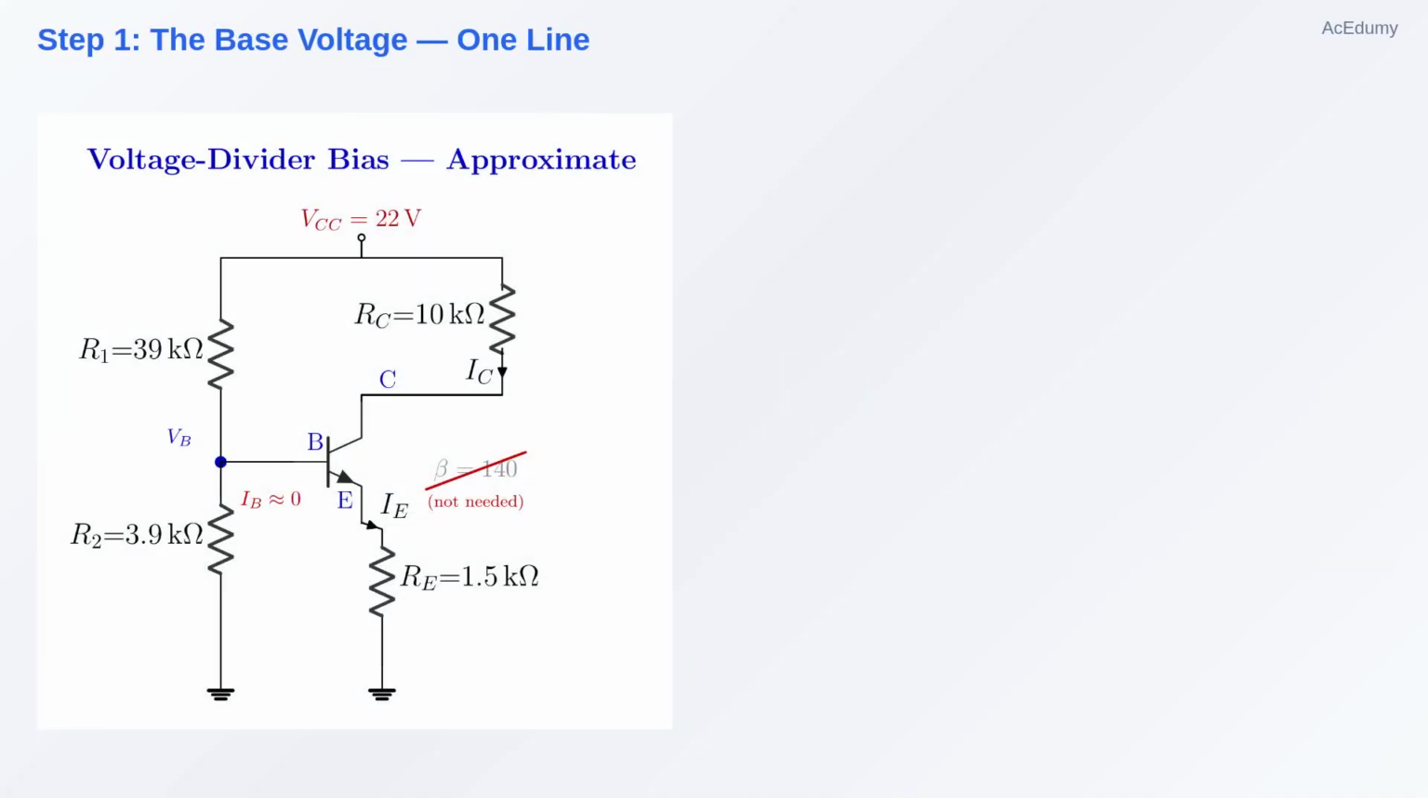Step 1. The base voltage, in a single line. Because we are now treating the base current as 0, no current branches off into the transistor. The divider is unloaded. So the same current flows straight down through R1 and R2, and the base just reads the voltage at their junction. That is the plain voltage divider rule you have known since the very first resistor lesson.